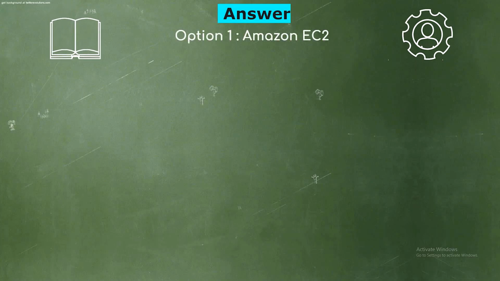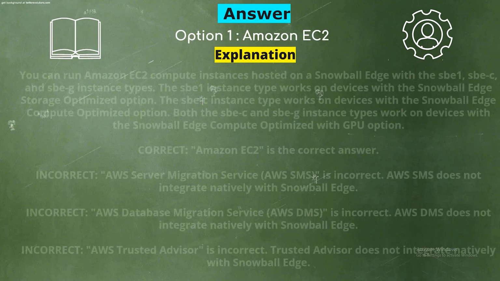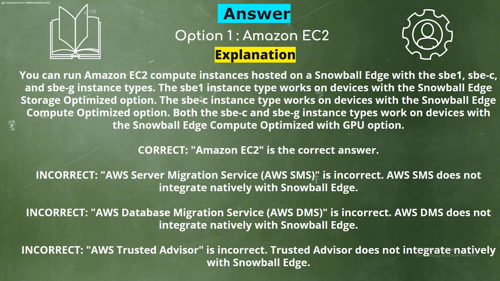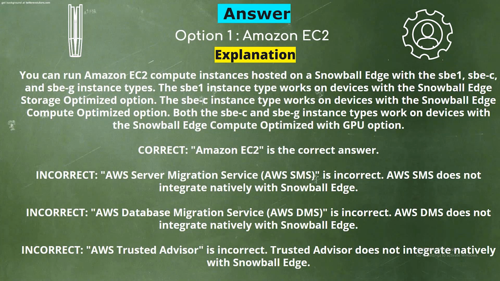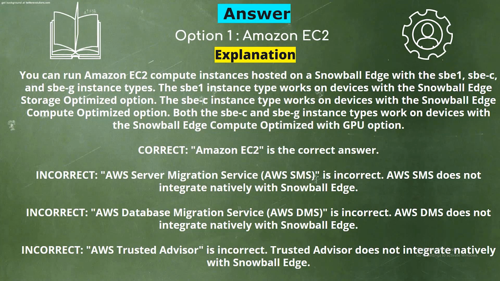Amazon EC2. Explanation. You can run Amazon EC2 compute instances hosted on a Snowball Edge with the SBE1, SBEC, and SBEG instance types. The SBE1 instance type works on devices with the Snowball Edge Storage Optimized option. The SBEC instance type works on devices with the Snowball Edge Compute Optimized option. Both the SBEC and SBEG instance types work on devices with the Snowball Edge Compute Optimized with GPU option. Correct, Amazon EC2 is the correct answer.